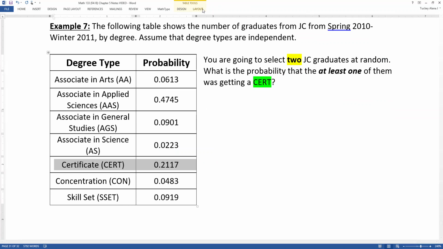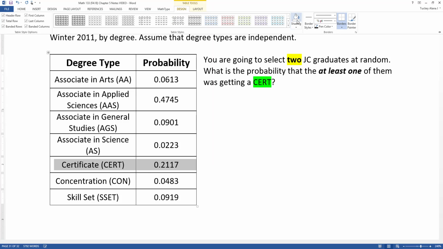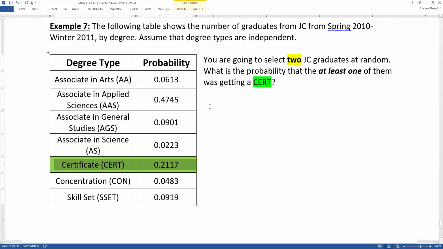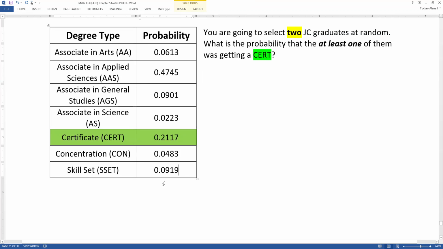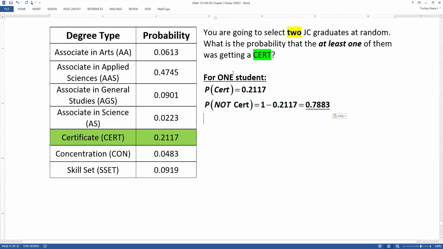Well, event E is not hard to figure. It's right here in the middle of our table, right? It's the certificate group. All right, so there's certificate. And then the complement of that is everything that's not that, because of course the sum is 1 for all these numbers. So we would take 1 minus that. All right, there we have it. One student. Event E is certificate. Event not E is not certificate.